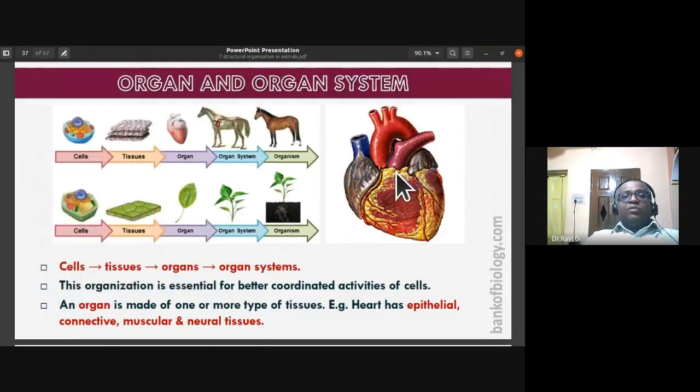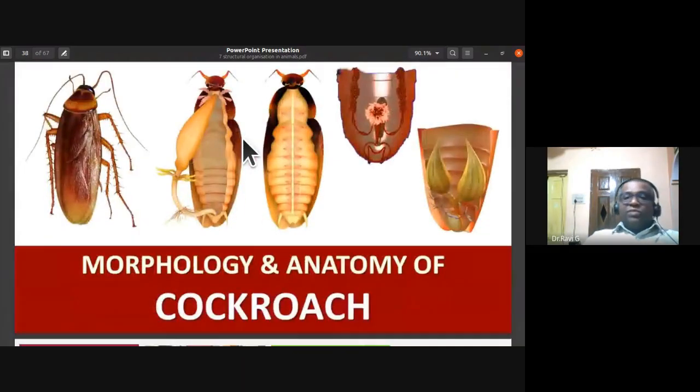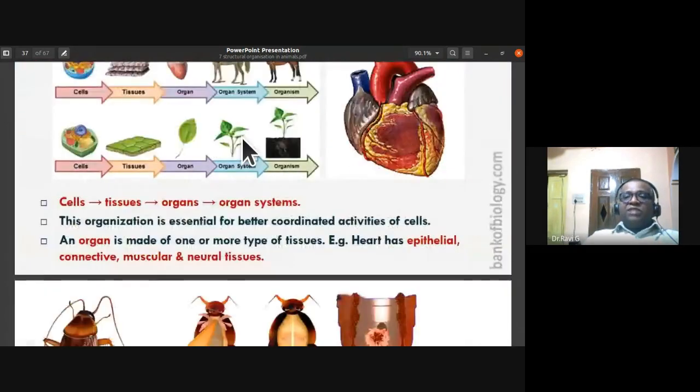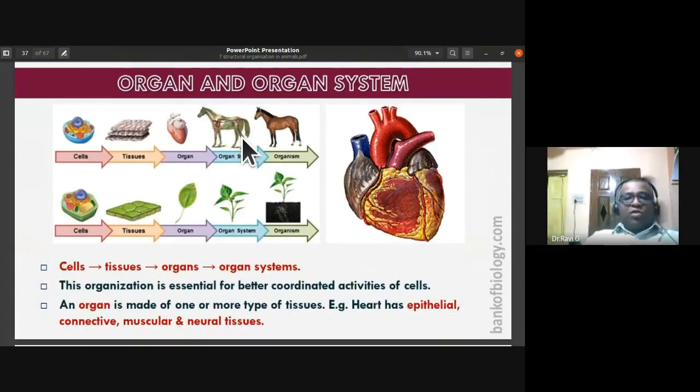That would be sufficient for today's class. We have completed the structural organization in animals, the types of animal tissues. I'll check your syllabus, whether we are having the study of cockroach, and go with that. As of now, this completes our discussion on the structural organization in animals.